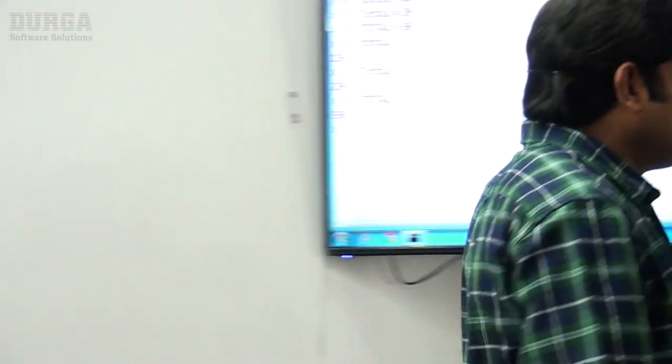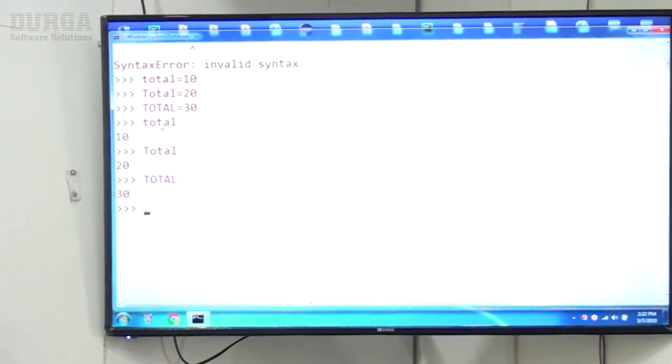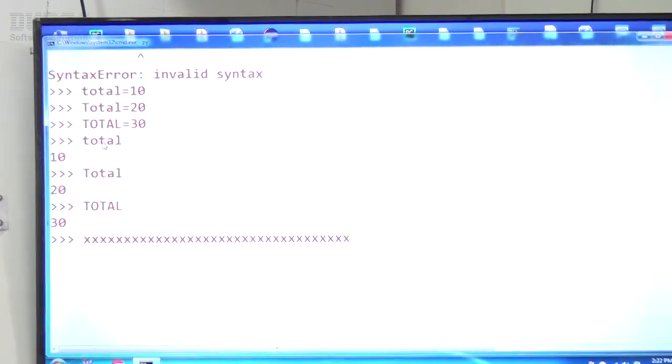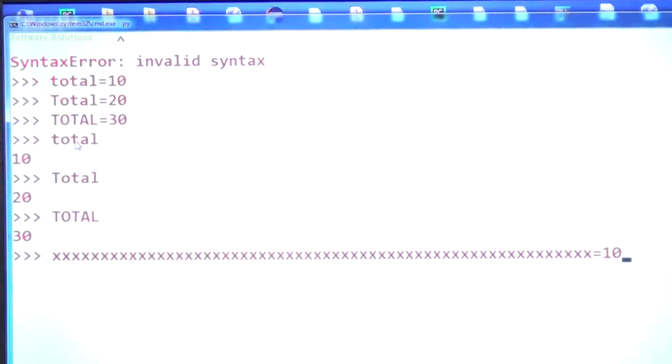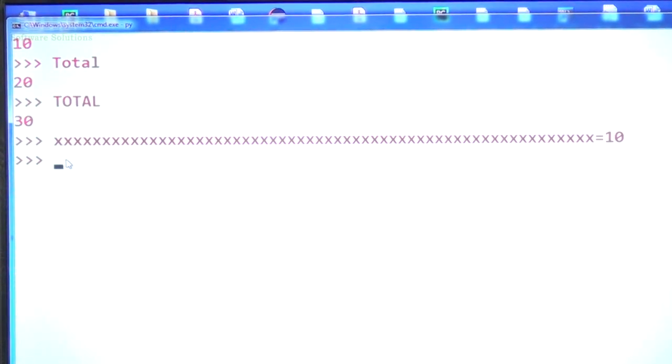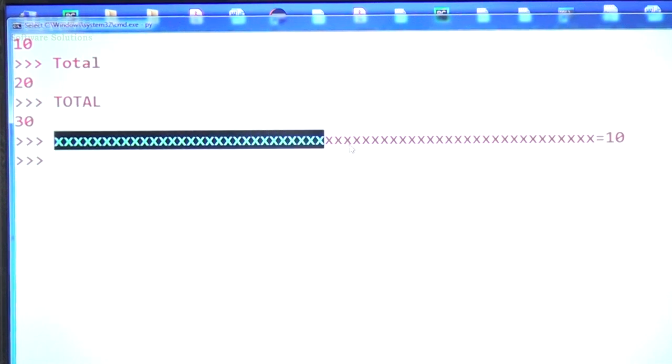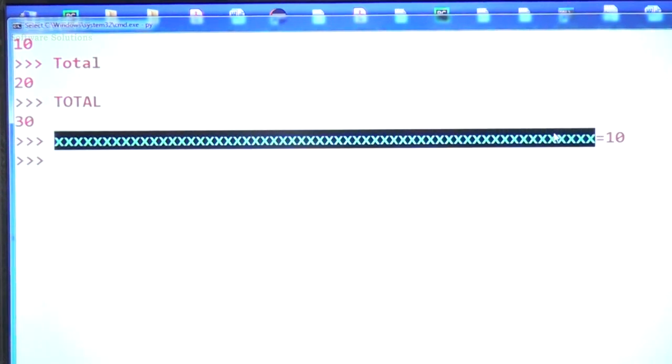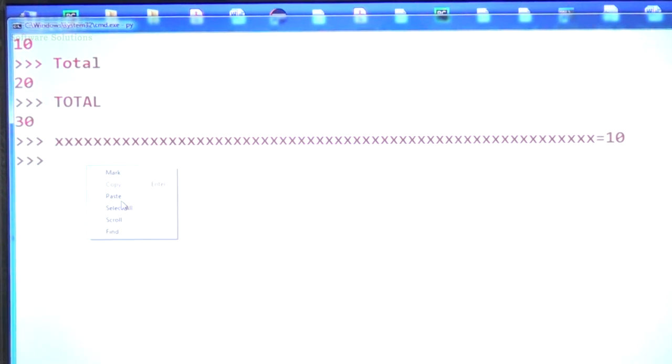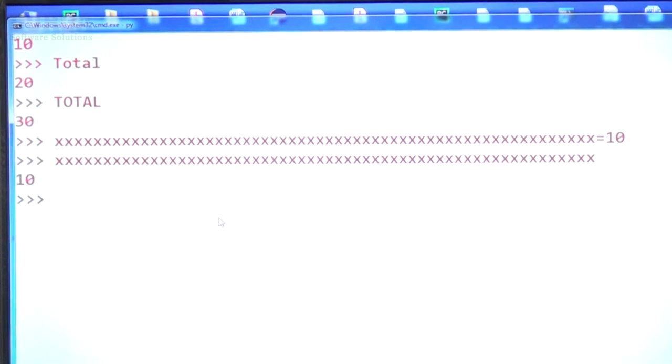Have a look once, sir. Here I am taking x and so on, equal to 10. Yes, perfectly, it is valid, sir. If I try to print, what is the value of this one? Yes, 10 we are going to get. It is acceptable, sir.